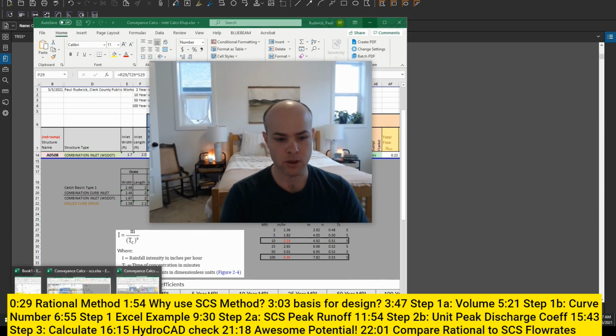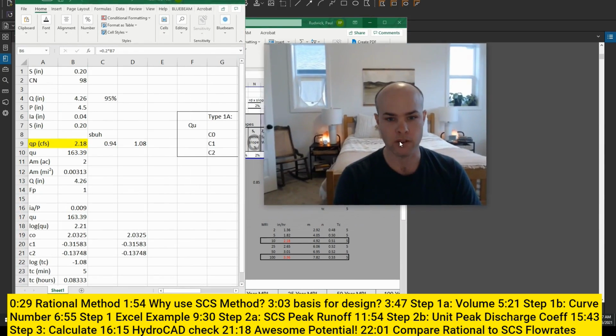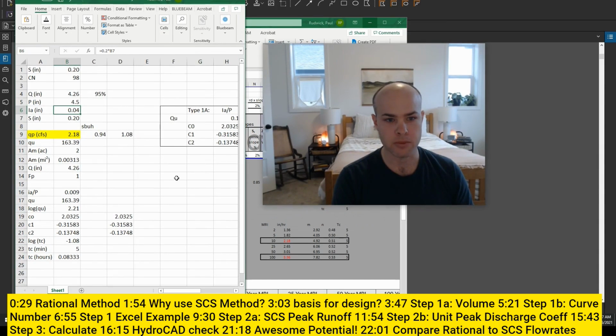I'm really hoping that this was helpful for some of you who are really looking forward to calculating some of this stuff by hand or with a spreadsheet.